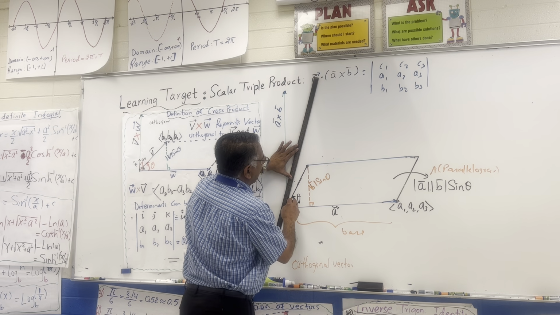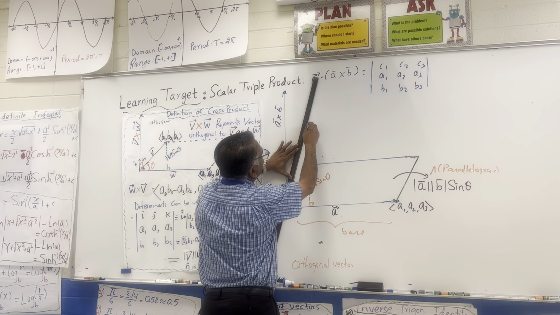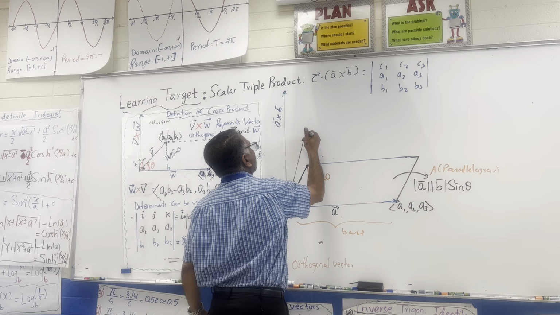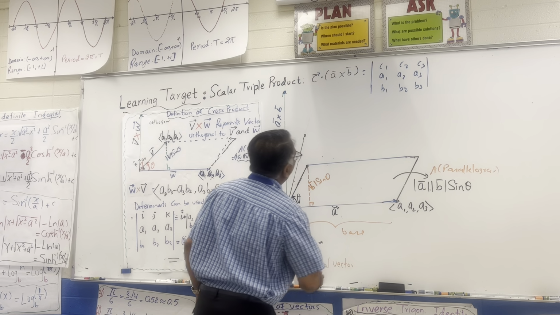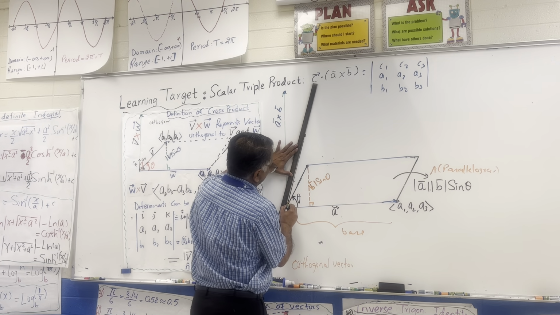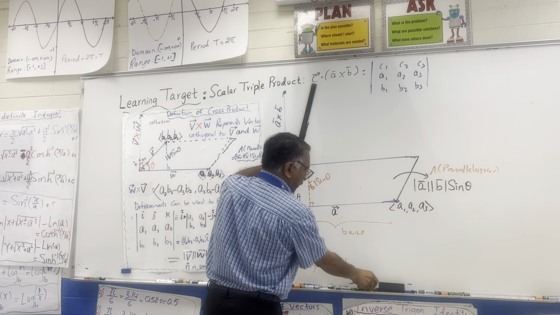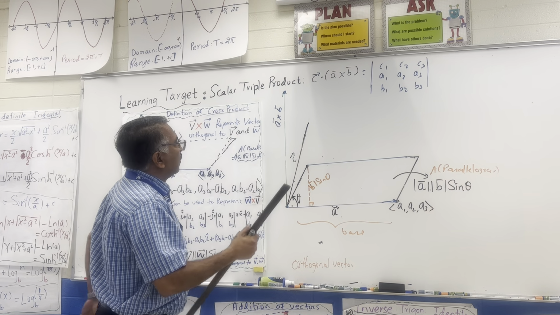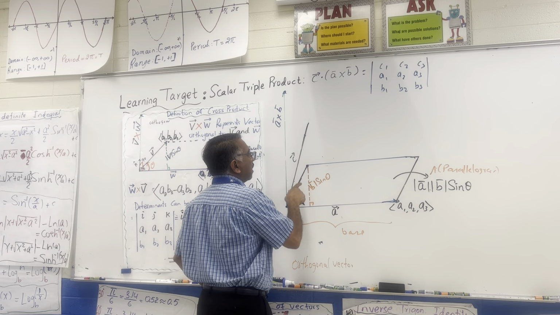Let me use blue color. One more vector like this. So this is the vector. This is vector, let's say C, until here. So this is vector C. And using this vector, let's make it a little longer. So using this A, B, and this B, we can create a parallelepiped.